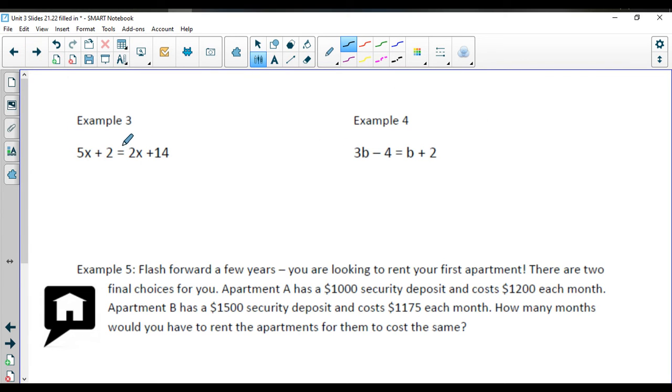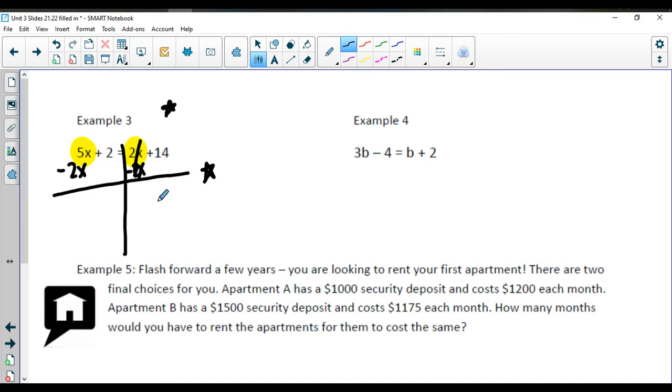In example number 3, I'm going to have you drop the line down here and look for your two different variables. So over here I have a 5x and over here I have a 2x. Which one should I move? So the 2x is smaller, so we're going to get rid of it with a minus 2x on both sides. And I'm going to have you go ahead, take it from here and solve this one. See what you get for x.